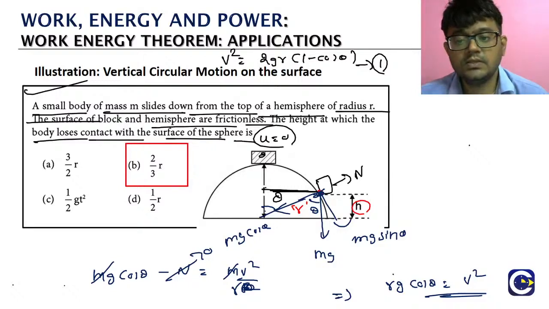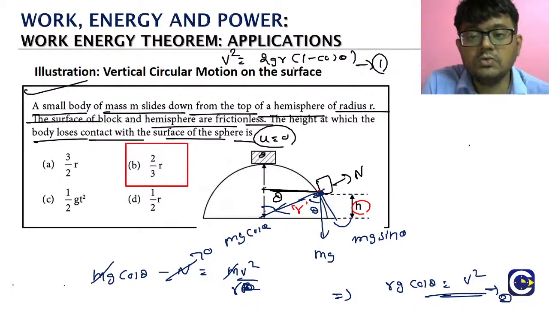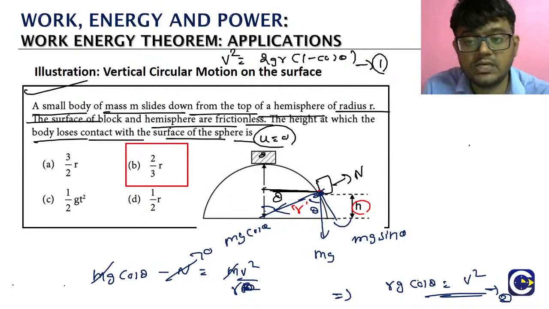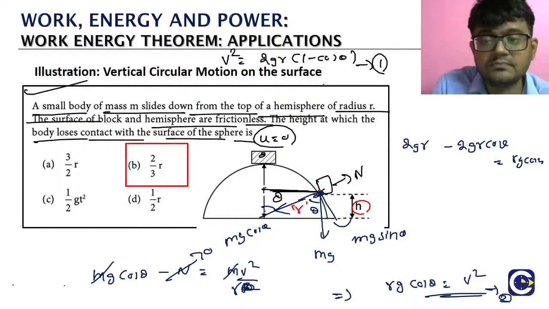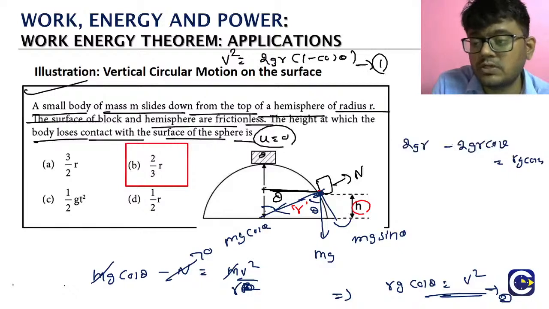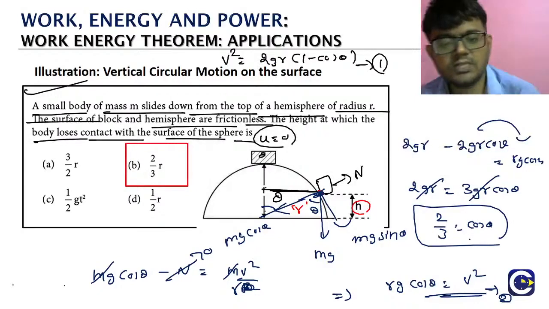ஓகேவா? So பாருங்க, v square equation 1ல என்ன இருக்கு? 2gr into 1 minus cos theta. இங்க என்னது? rg cos theta. அப்படியே நீங்க ரெண்டு v square equate பண்ணுங்க, 2gr minus 2gr cos theta is equal to what? rg cos theta. And this is what? 2gr minus 2gr cos theta. அப்படியே நீங்க இந்த term right side எடுத்துட்டு போங்க, 2gr is equal to 3gr cos theta வரும். So gr cancel பண்ணா 2 by 3 is equal to cos theta. cos theta value எவ்வளவு? 2 by 3.